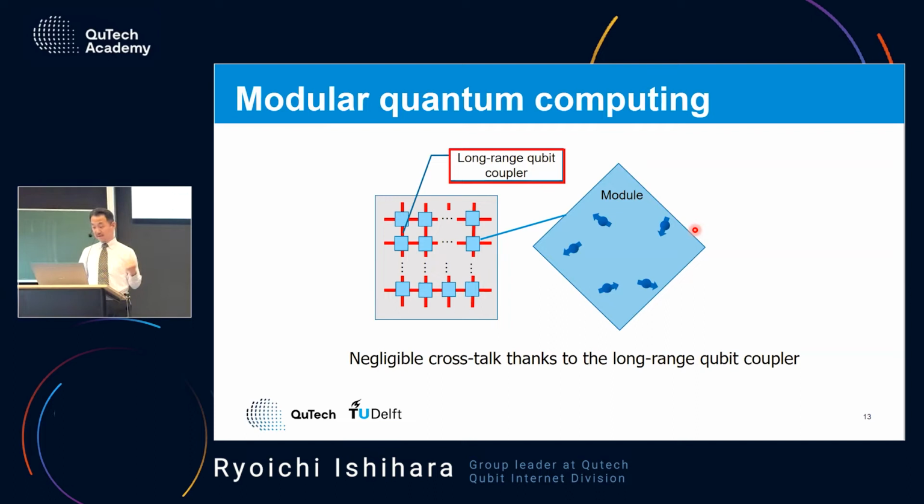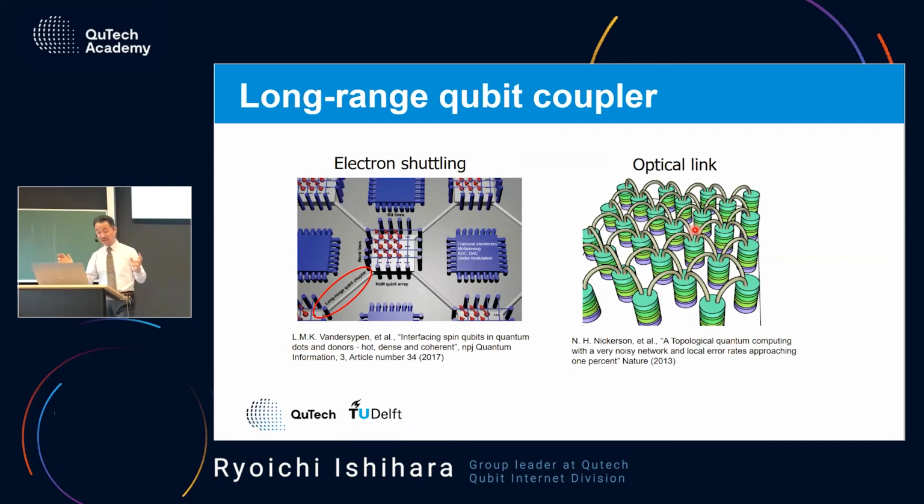So how to make long-range coupling? There are many proposals. Here I show two examples. One is electron shuttling. Here is a cluster of qubits, a qubit module, and modules are connected by shuttling electrons. Second is an optical link. Again, we have modules which contain a number of qubits, connected and entangled by photons. Which one is better? It's difficult to say because I'm also a co-author of this paper. This talk is about optical links, so let's analyze.